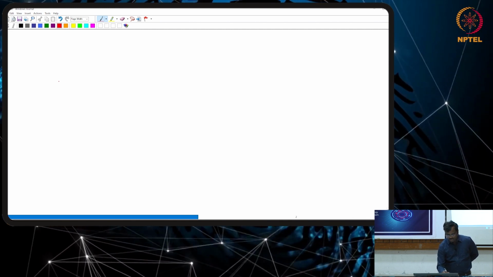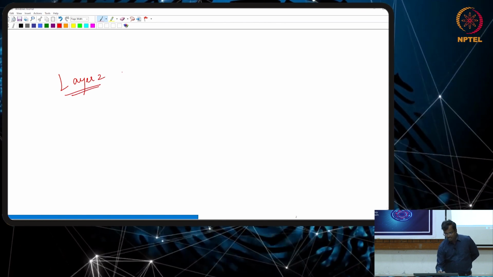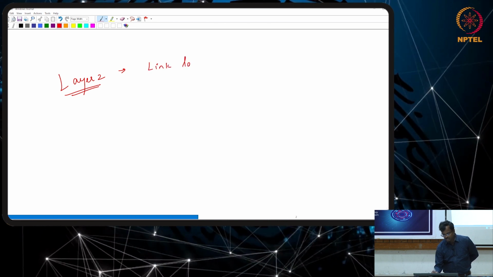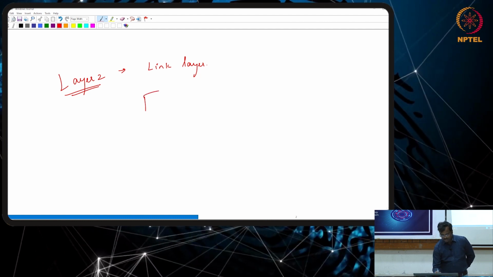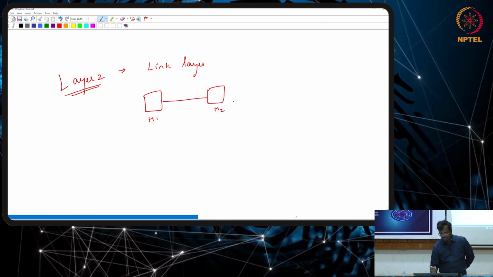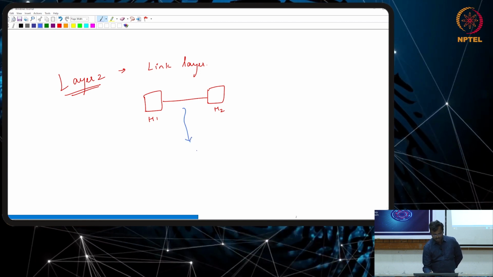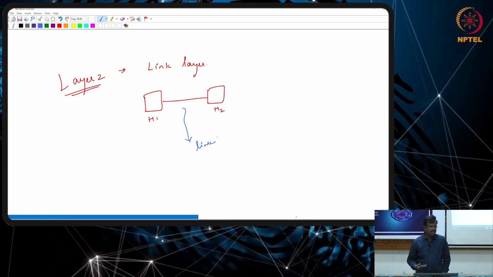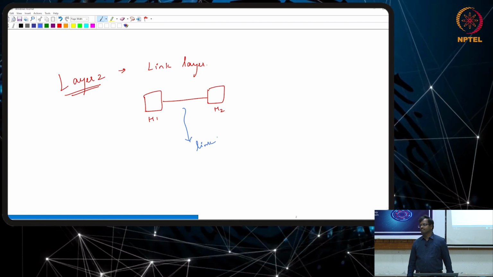Let's move directly to layer 2. Layer 2 is called the data link layer, or the link layer in short. What is the purpose of a link layer? Let's say, for example, I have a computer, which is host 1, which is connected physically to host 2. This is called a link, right? So what is a link layer? Why do you need a protocol in a link layer? I have a physical wire that is connected from this side to the other side. Everything is fine.